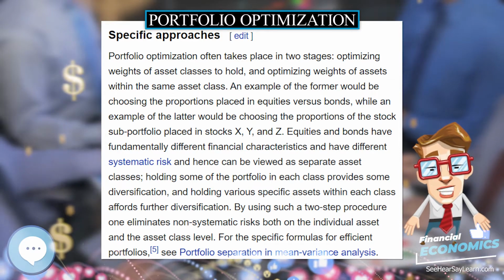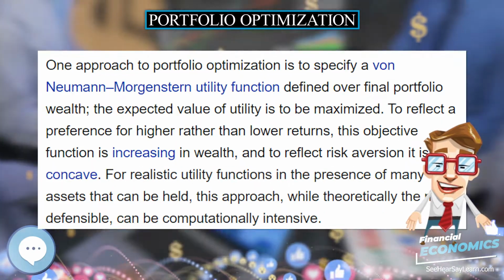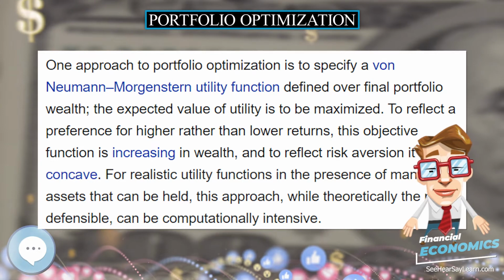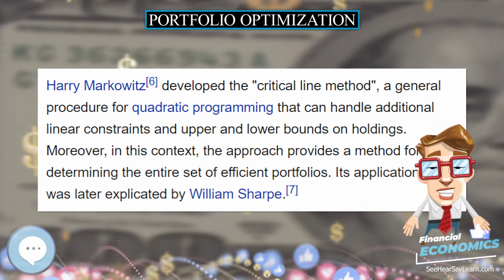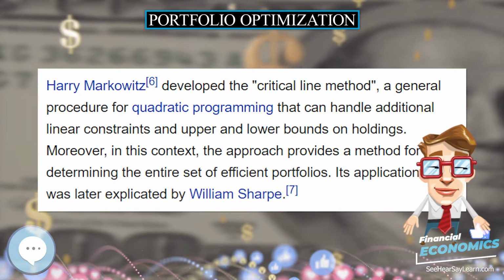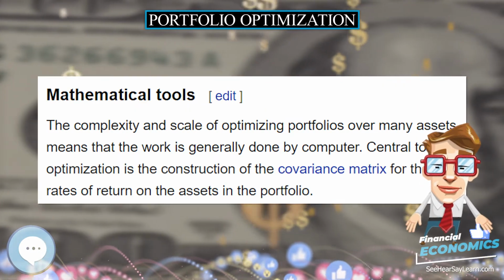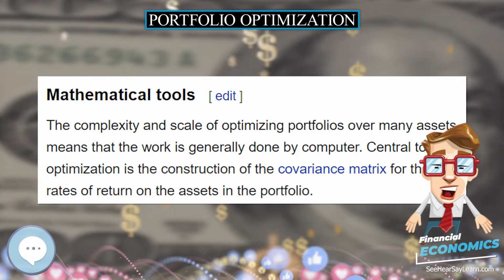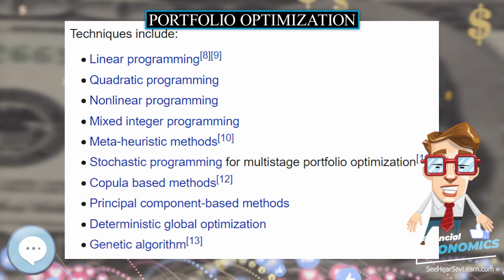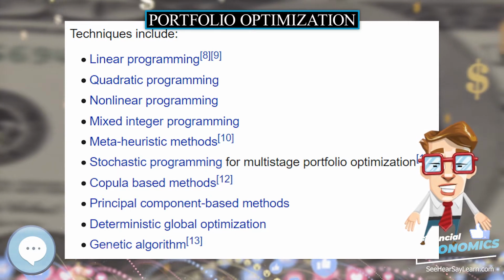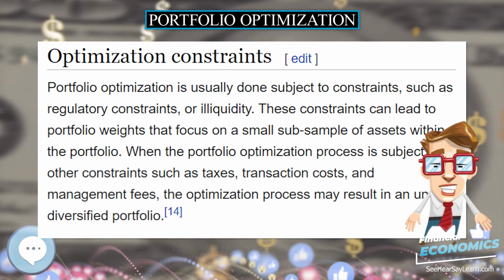Practitioners often add additional constraints to improve diversification and further limit risk. Examples of such constraints are asset, sector, and region portfolio weight limits. Specific approaches. Portfolio optimization often takes place in two stages: optimizing weights of asset classes to hold, and optimizing weights of assets within the same asset class.